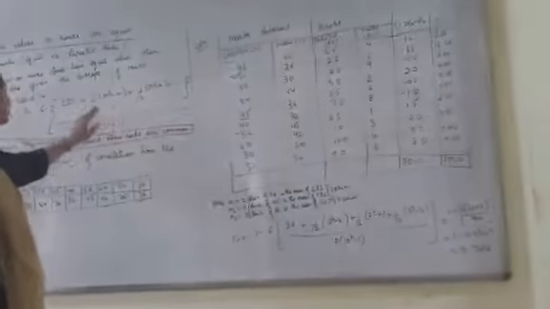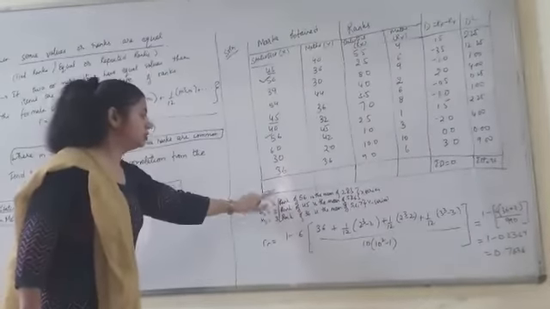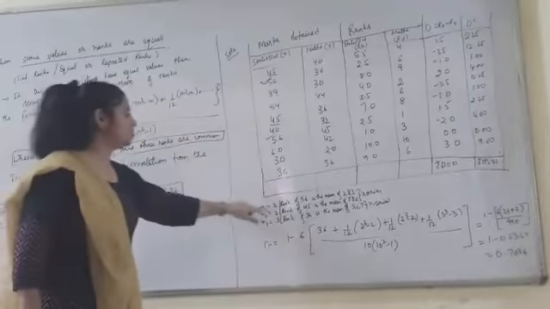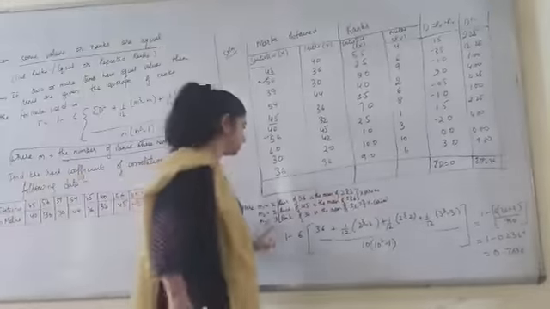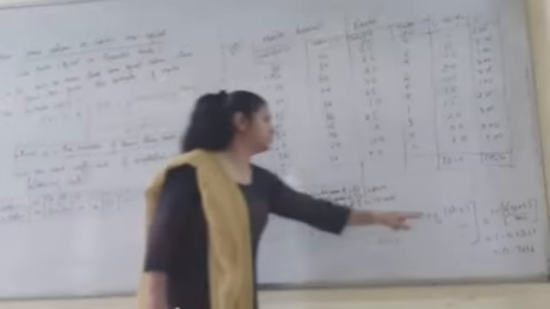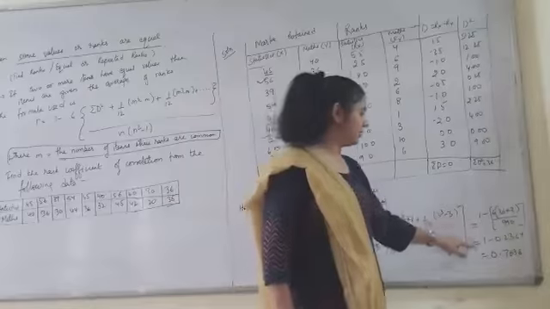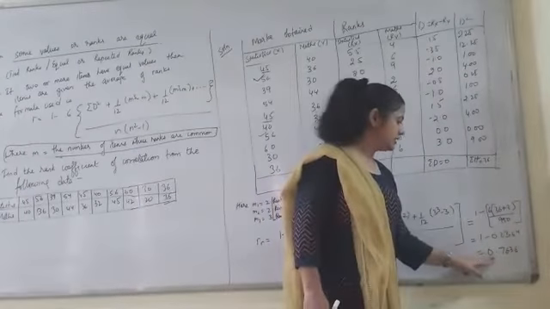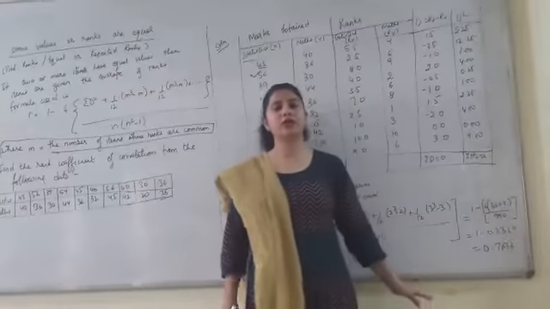Now the formula is 1 minus 6 n square, d square here is 36, 1 upon 12. We compute the values and the value will come out to be 0.76. So we have completed the 3 cases of rank correlation.